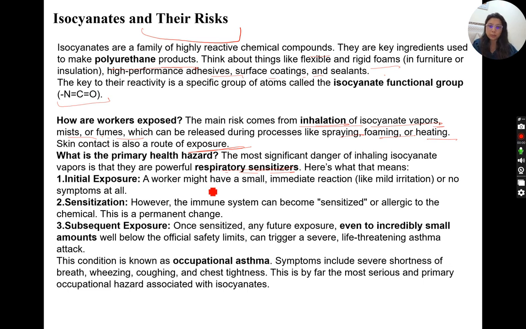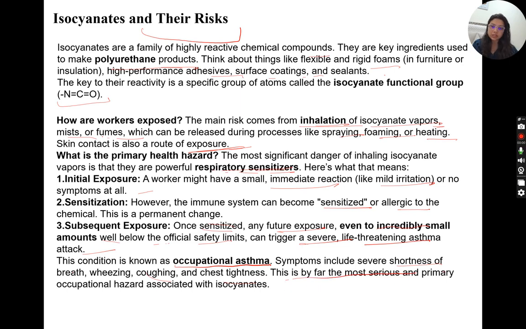On initial exposure, a worker might have small immediate reactions like mild irritation, or no symptoms. Sensitization is when the immune system becomes sensitized or allergic to the chemical, and this is a permanent change. On subsequent exposure, once sensitized, even incredibly small amounts well below the official safety limit can trigger a severe, life-threatening asthma attack. This condition is also known as occupational asthma. Symptoms include shortness of breath, wheezing, coughing, and chest tightness.